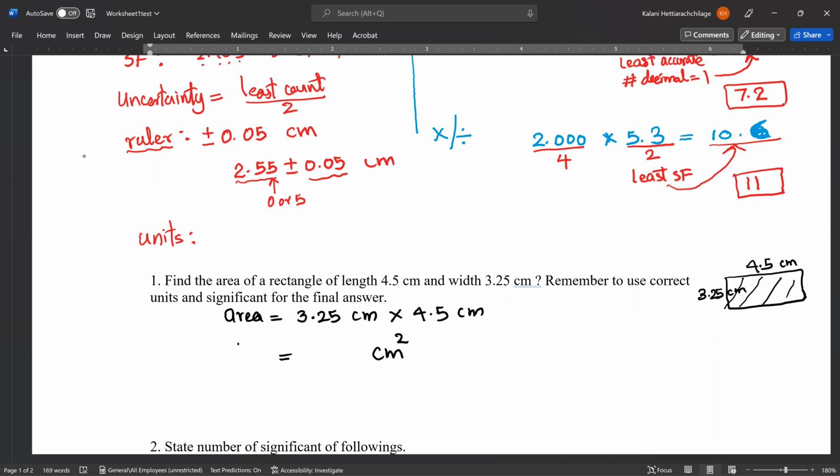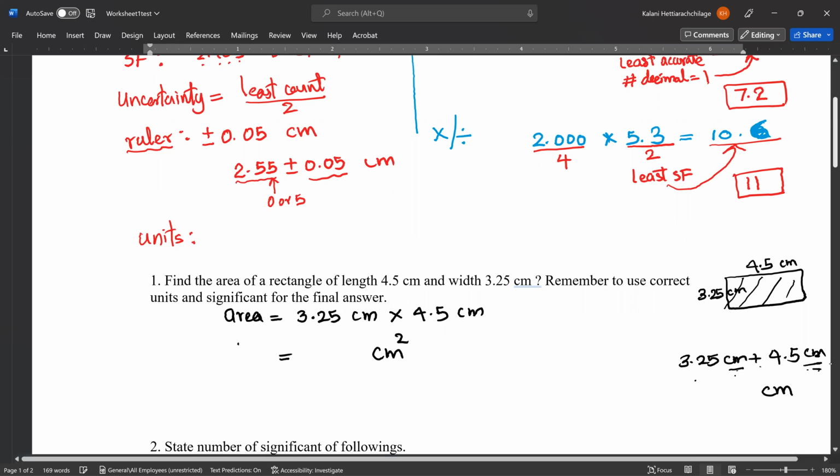But if you have adding, like if you have 3.25, you need to add 4.5 or subtract 4.5, then you have centimeter here and centimeter here because you cannot add or subtract different units numbers. They should be the same units. Then your final answer is also centimeter. You are not adding centimeter, or you are not subtracting centimeter from centimeter. You are doing the same unit. Your final unit is also the same in that case. That's how the unit will work.